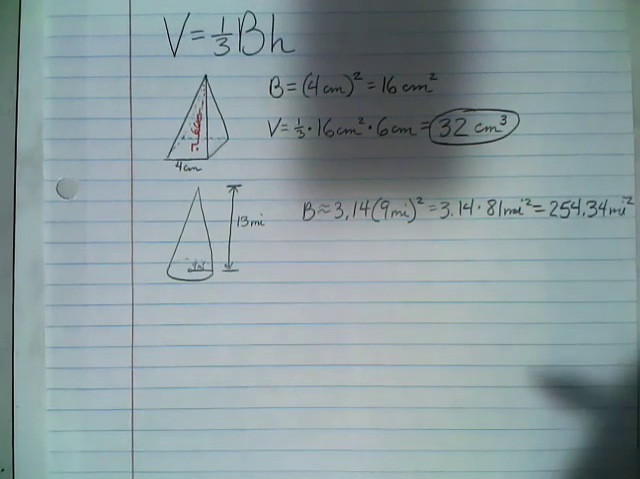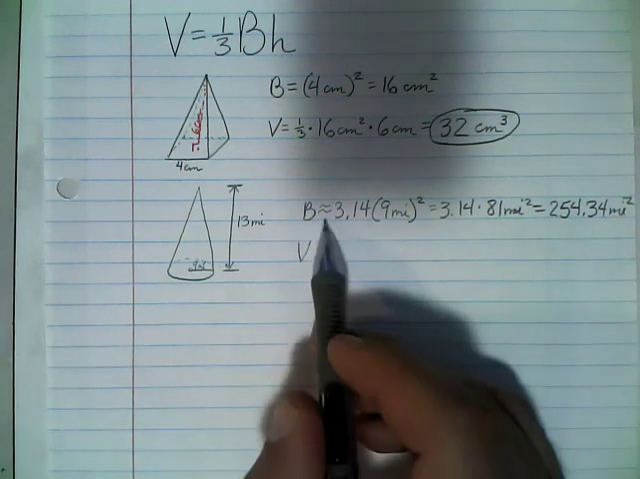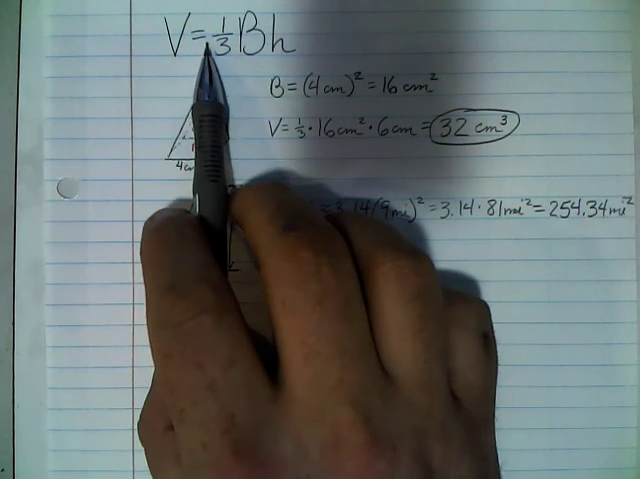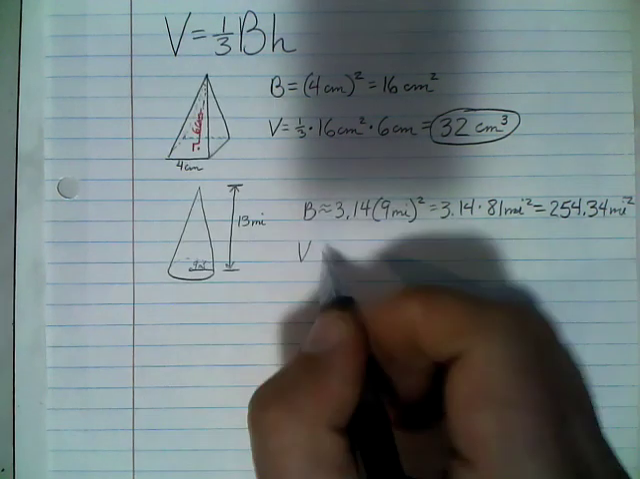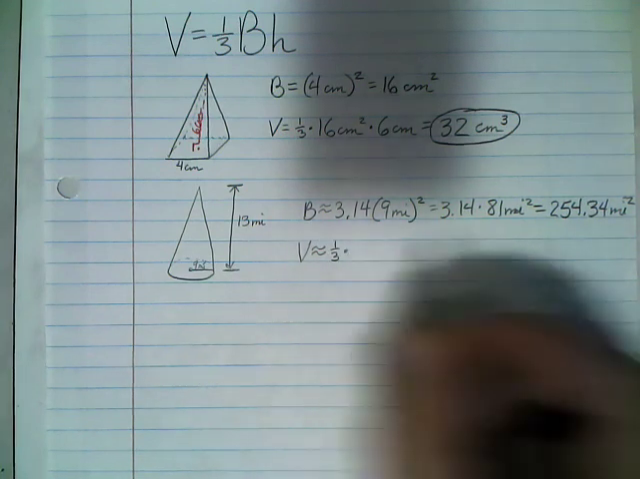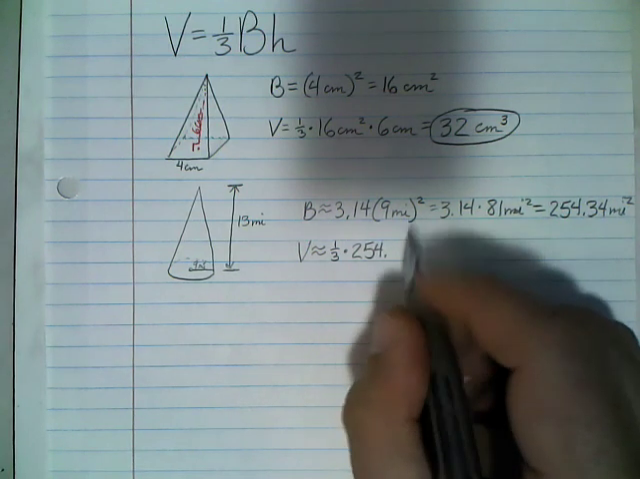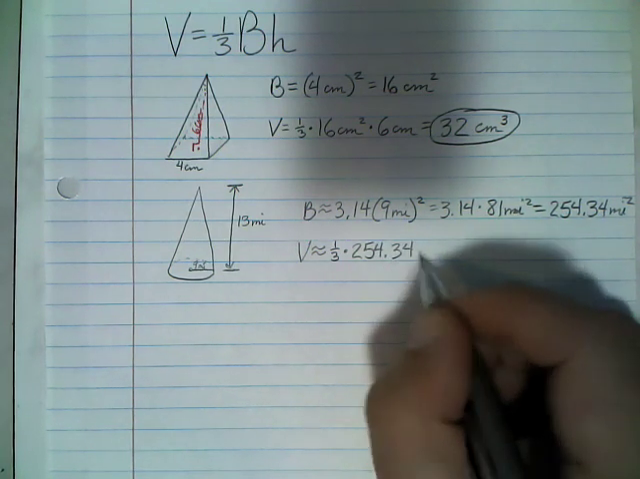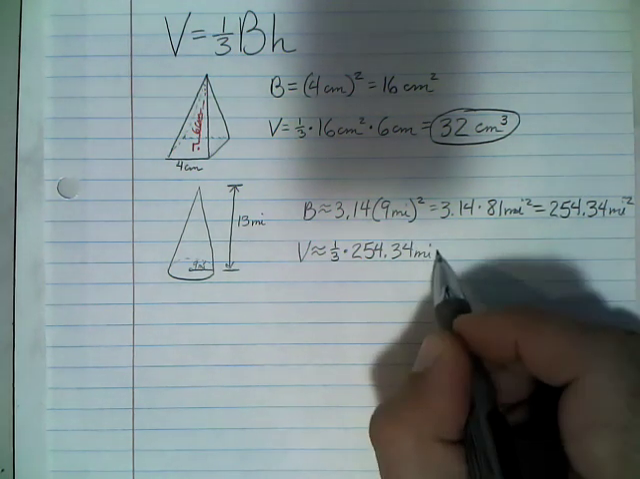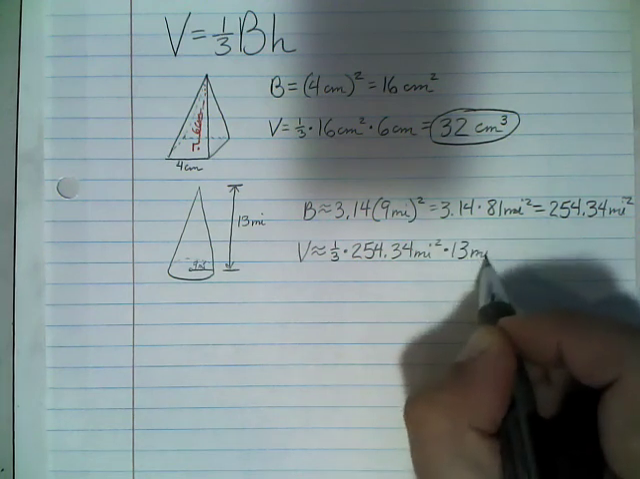I'm not going to circle that. That's not my answer because I'm looking for the volume. So now that I know that, here's the thing though, since that's approximately equal to, when we plug it into our formula, that means this is going to turn into an approximately equal to as well. So approximately equal to 1/3 times the base, 254.34 square miles, and then times the height, which is 13 miles.